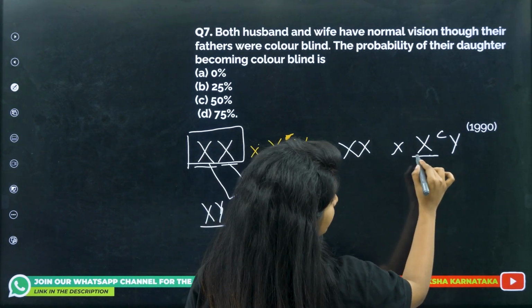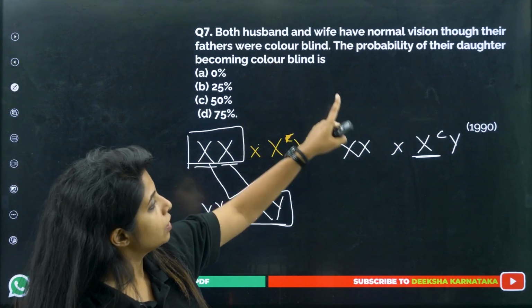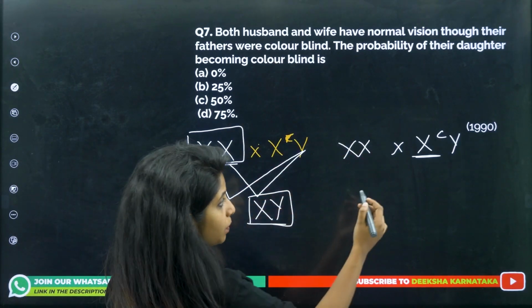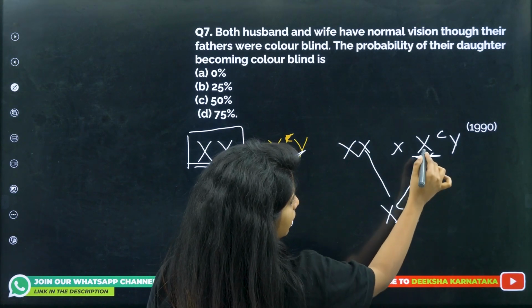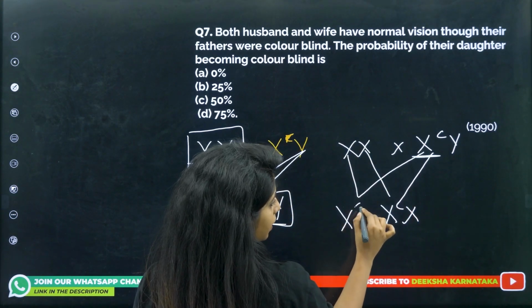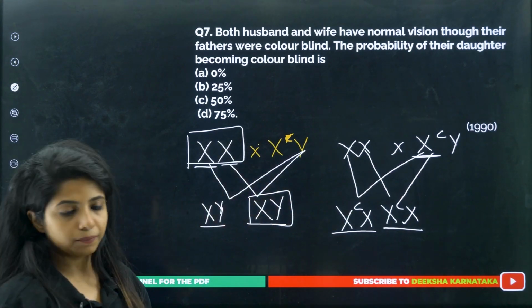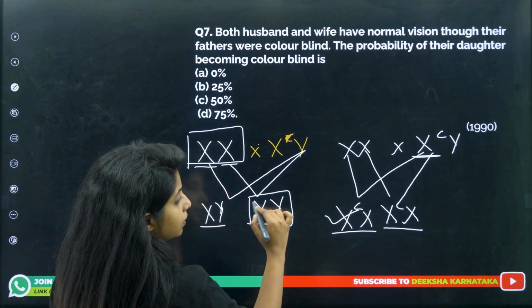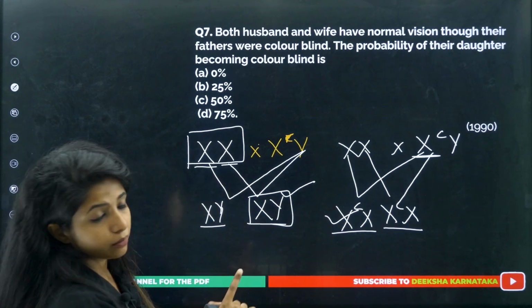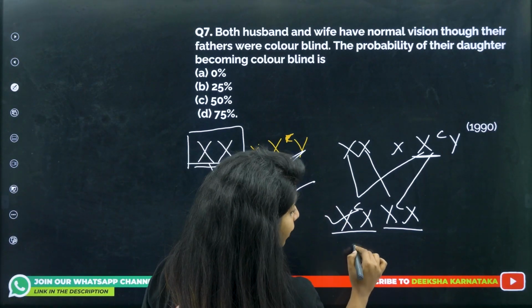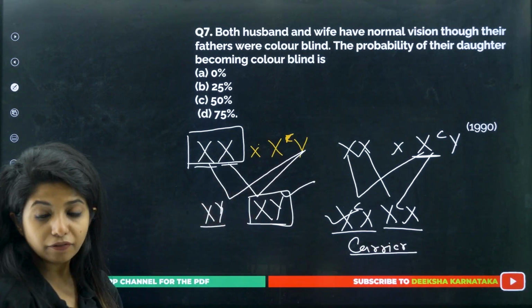where there is one X chromosome. The woman's father is colorblind, it said, no? So let's make the woman over here. For being a woman, we need XC and X here also. When XX chromosome comes, that's when you say it's a female. So this is the female and this is the male. So husband and wife are having normal vision, but in the actual case, the wife is basically a carrier, children.